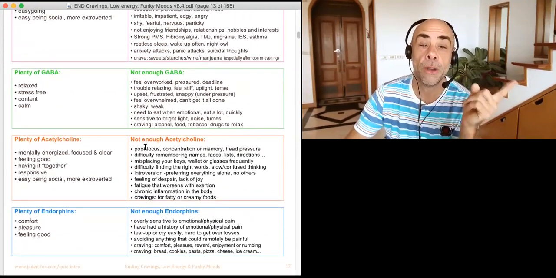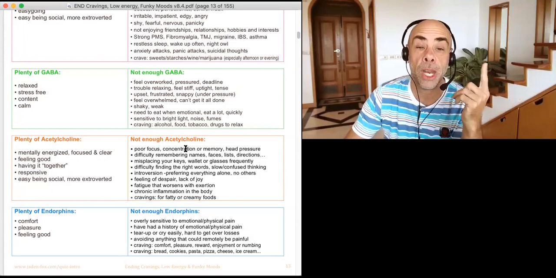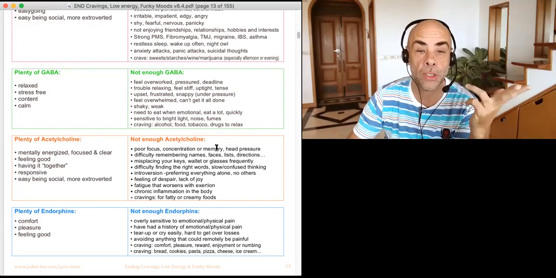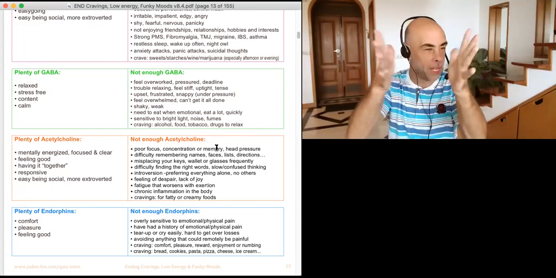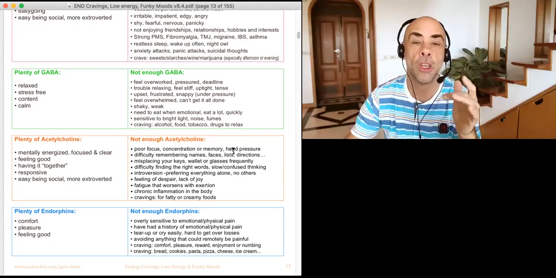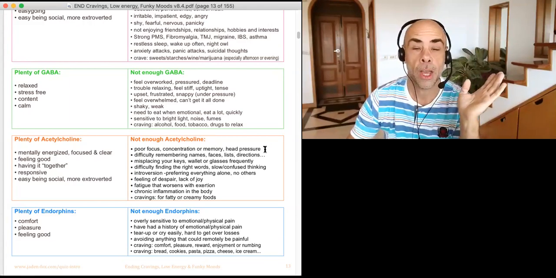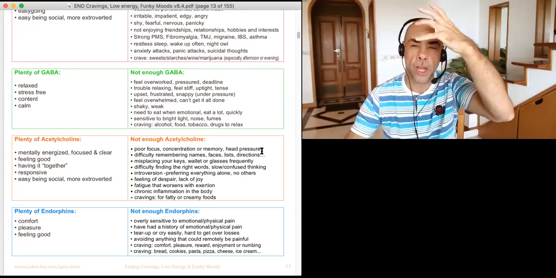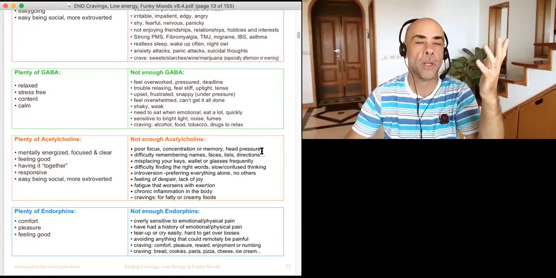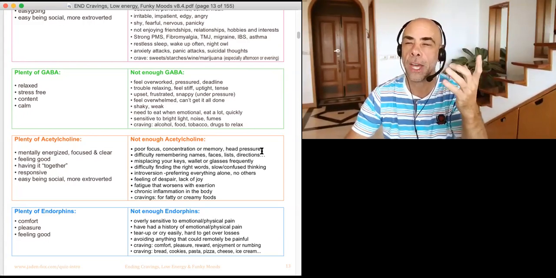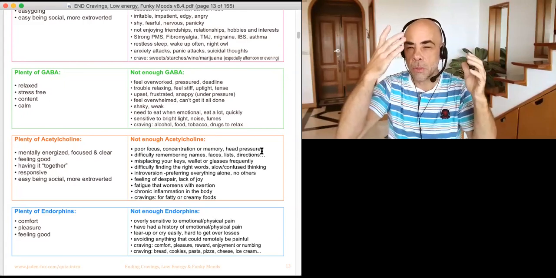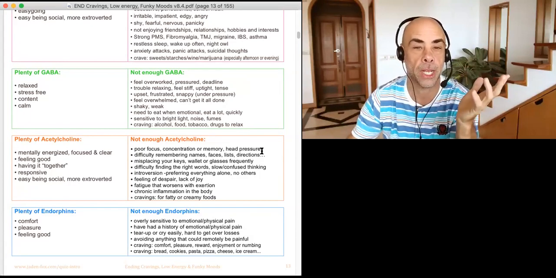So if you don't have enough acetylcholine, you can have poor focus, poor concentration. Like you can't stay thinking about anything. Your memory just feels shot. And you can have this pressure in the head. It's like a headache, but nothing seems to solve it. It's not a strong headache. It's more like a mild pressure headache.